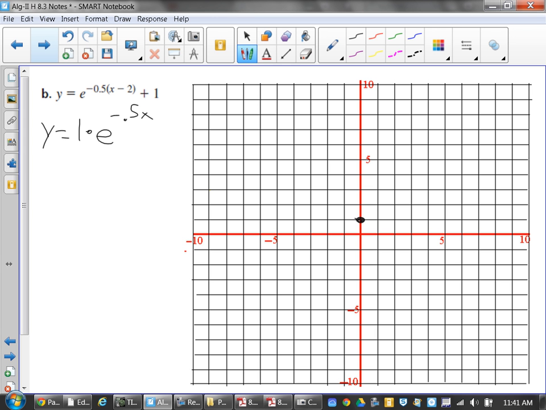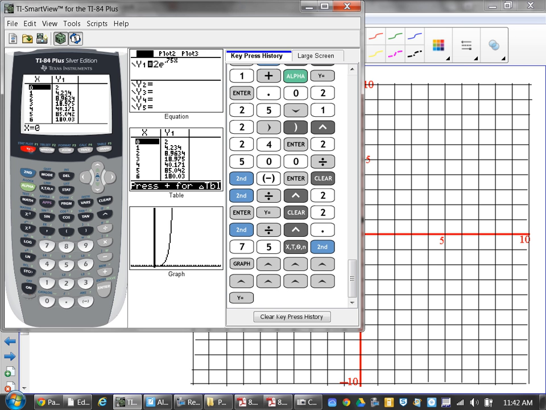Remember, when we did our growth stuff, your growth ones were going this direction, and decays were going this way. On the right is growth, on the left is decay, depending on how it's written. You just put it in your calculator.